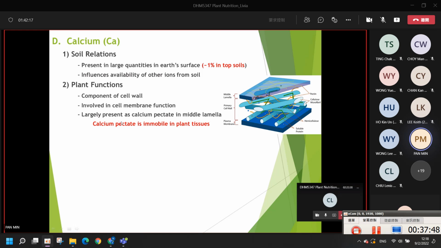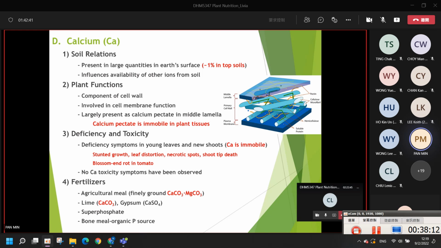Calcium is largely present as calcium pectate in the middle lamella, and is also involved in cell membrane function. Calcium is immobile in the plant tissue. Here we can see the deficiency of calcium shown in the different plant tissues.